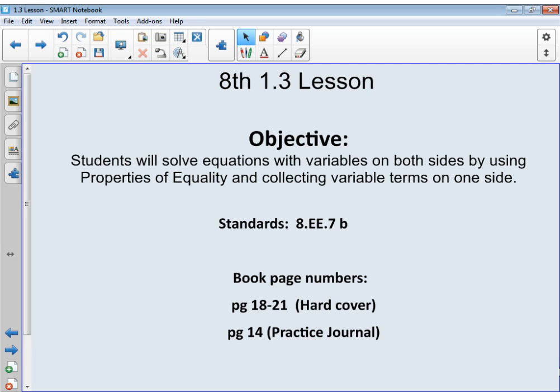Okay, this lesson today is the 8th grade 1.3 lesson. The objective is students will solve equations with variables on both sides by using properties of equality and collecting variable terms on one side. The standard that we'll cover today is 8.EE.7b. The page numbers out of the Big Ideas book, the hardcover book, are pages 18 through 21. And out of the practice journal, it's page 14 for the lesson.